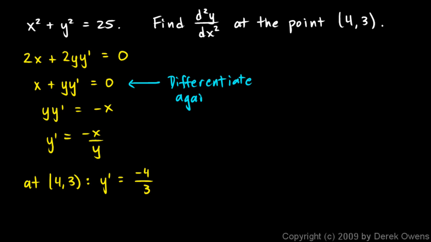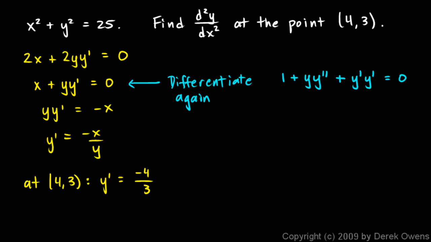Differentiate again. And when we do that, I'll differentiate term by term. The derivative of x is just 1, plus the derivative of this product. So I have the first, that's the y, times the derivative of the second. And the derivative of the y prime will be y double prime. Plus the second, which is y prime, times the derivative of the first. And the derivative of y is just y prime. And I have equals 0.